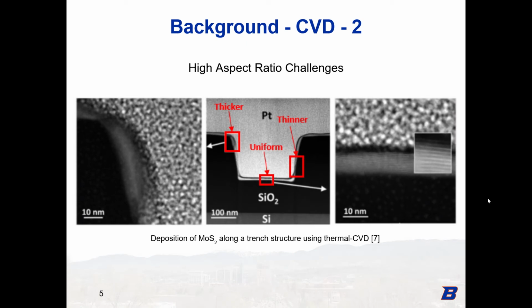Film uniformity becomes an issue as the aspect ratio increases. This is an example of thermal CVD of molybdenum disulfide. The walls and edges of the trench are more difficult to cover, resulting in areas with thicker and thinner coverage.